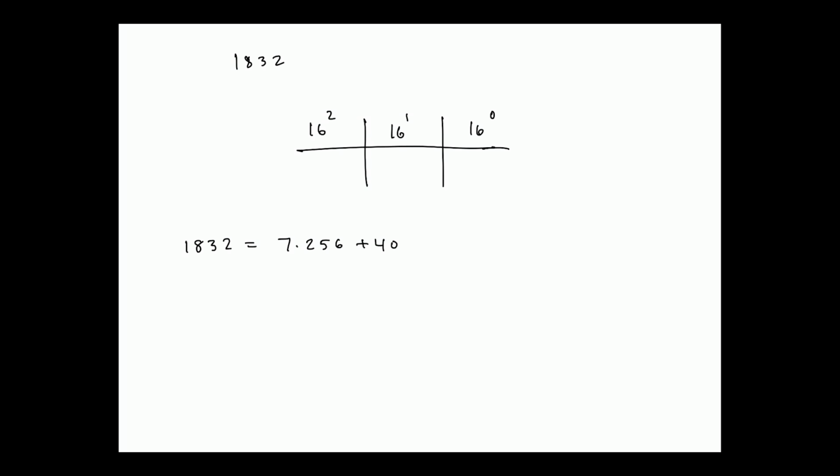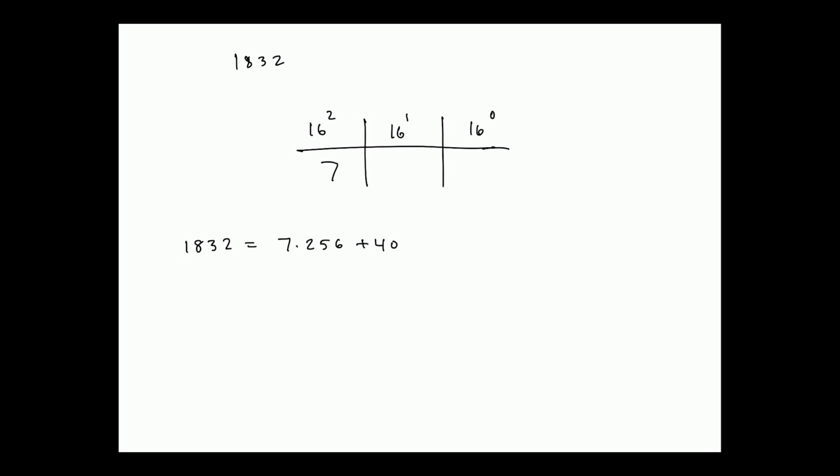If I had divided 1832 by 256 on a calculator, I'd get 7 point whatever. And then I'd say, well, I can't have point whatever, so I'll do 7 times 256. How much is left over? If I subtract that from 1832, I'd get 40. So that's my remainder upon doing this division. So what am I going to put in my 256's position? The 7. Then we just need to continue this process until we hit the 1's place, and then we're done.